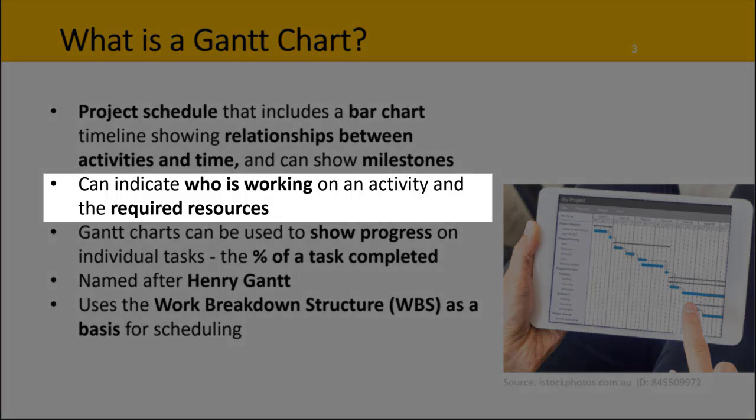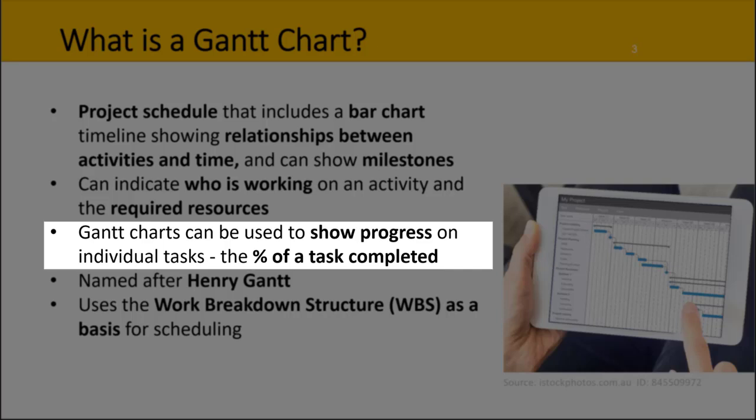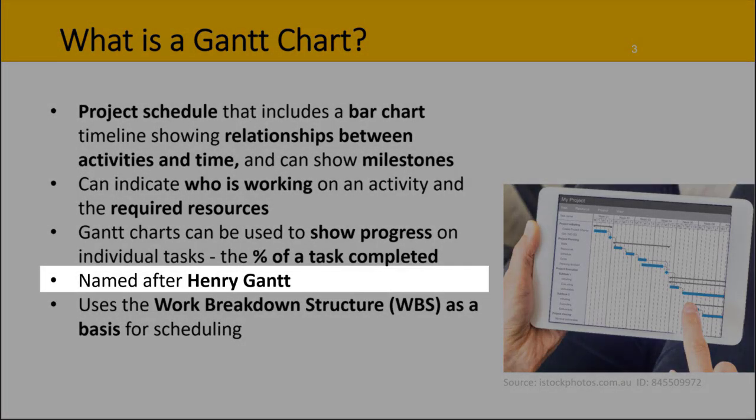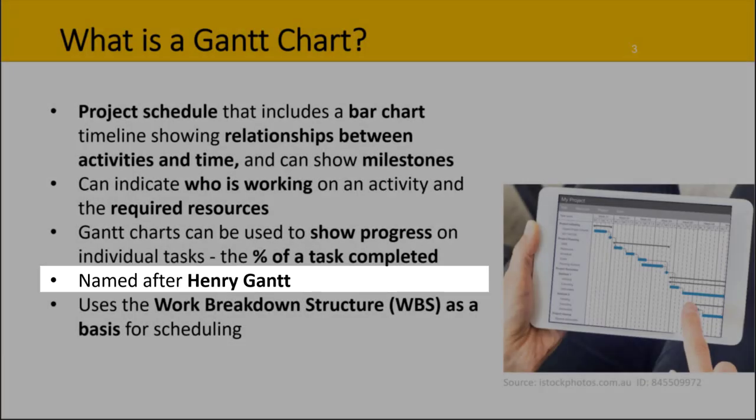A Gantt chart can also be used to show the resources such as people and equipment needed for each task. This can help control costs. You can also include a column to show % complete for tracking when the project is in the implementation or execution phase. The name Gantt chart comes from the individual who made it popular, Henry Gantt.